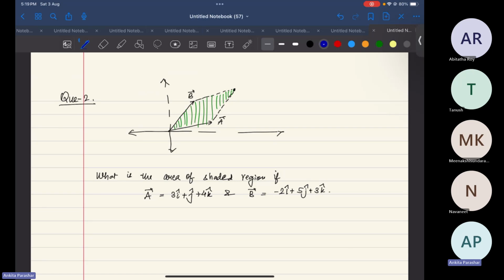Another question here is I have drawn a figure and you have to tell me the area of that shaded region, where I have written these two vectors A and B. Can you tell the area of that shaded region? First of all, is this shaded region somehow known to you, the figure? It's a parallelogram. Very good. Then can you tell me the area of that parallelogram?